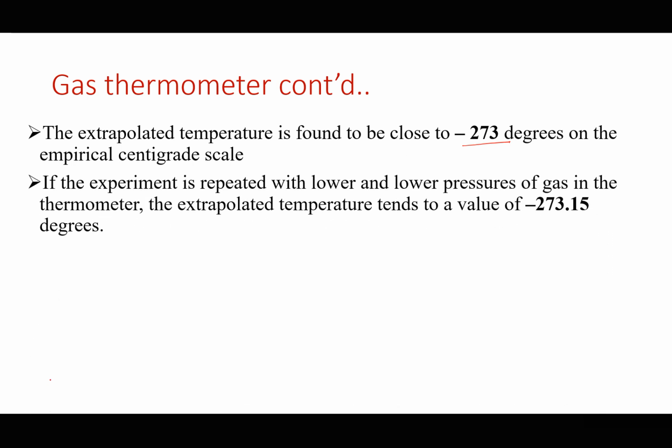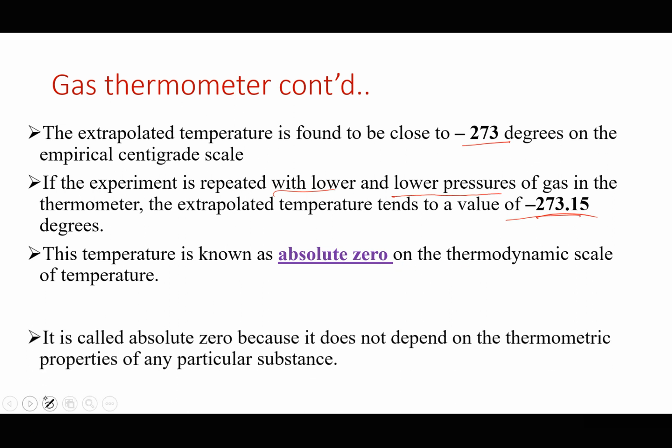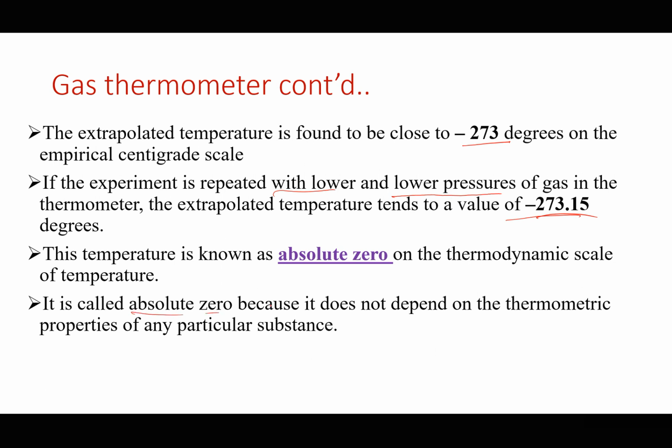And we have seen that when experiments are repeated with lower and lower pressures, the value actually becomes close to -273.15. And I mentioned this temperature is known as the absolute zero on the thermodynamic scale. I said it is called absolute zero because it does not depend on the thermometric properties of any particular substance. You have just seen in the previous slide that we extrapolated to arrive at the absolute zero.